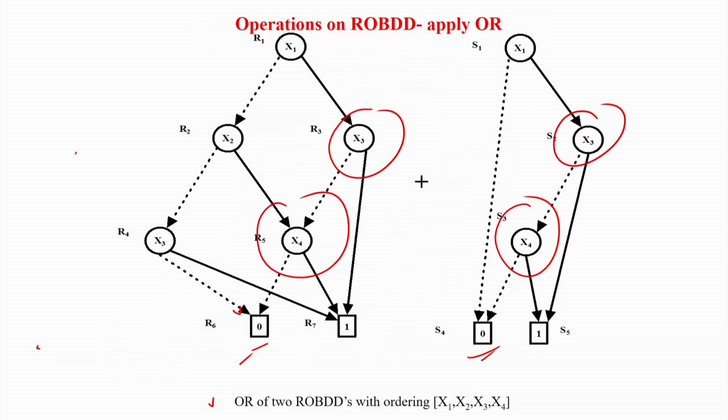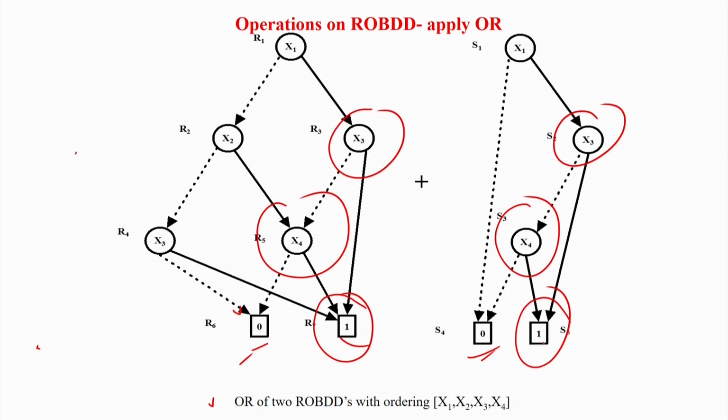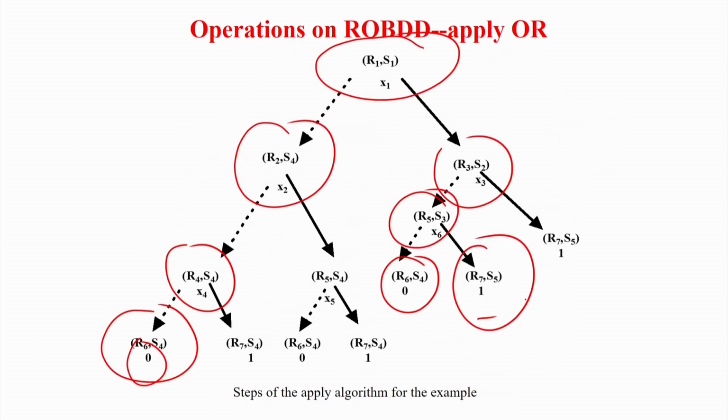But if you take the right side, that one is going to become R7 and S5. R7 and S5 is equal to the AND of two ones, so the answer is a 1. So this is how the tree will be built up. The BDD will be built up.